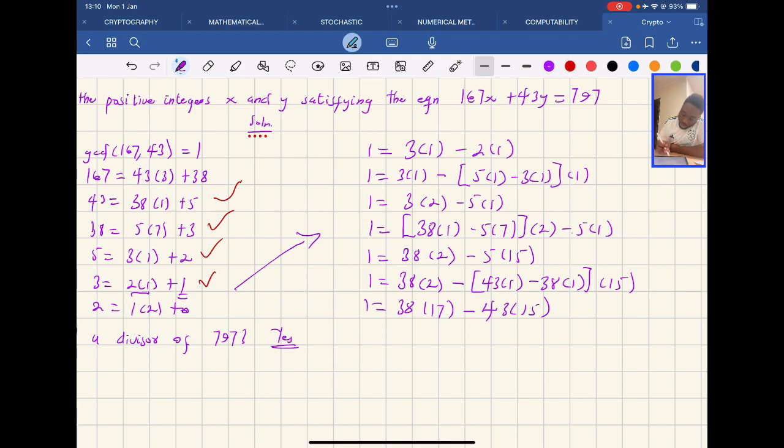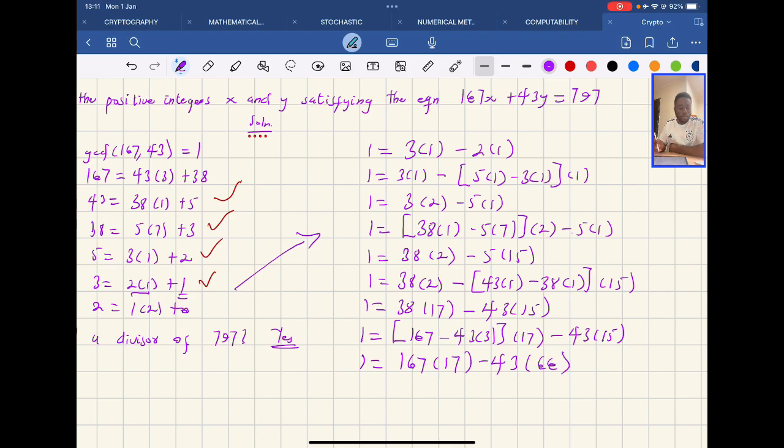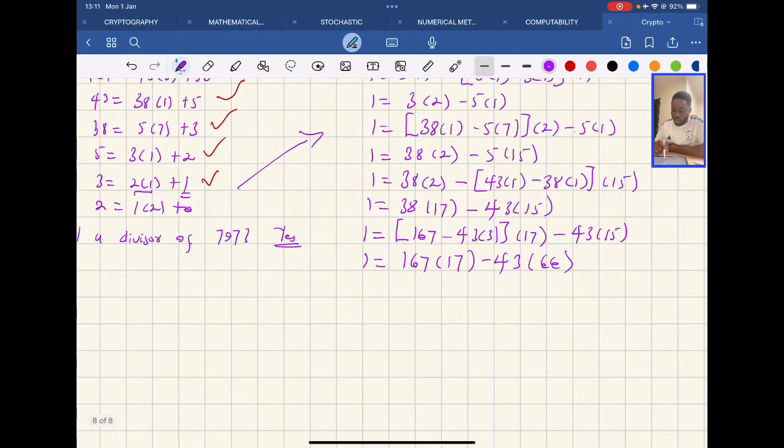Let's move on to the last remainder, and in the last remainder, we are going to get 38. So make 38 the subject: 167 minus 43 times 3. Then all times 17, then minus 43 times 15. So we are going to get 167 times 17 minus 43 times 66. So this is the answer: 1 is equal to 167 times 17 minus 43 times 66. You can check this on a calculator. You are going to get 1.